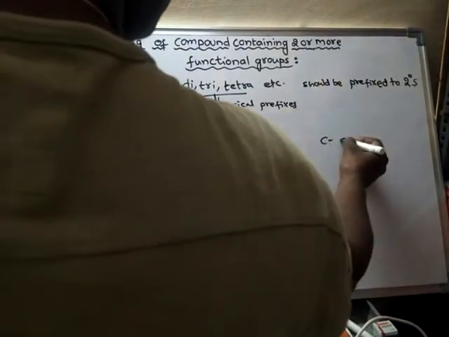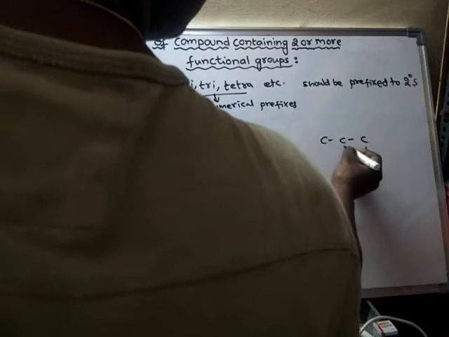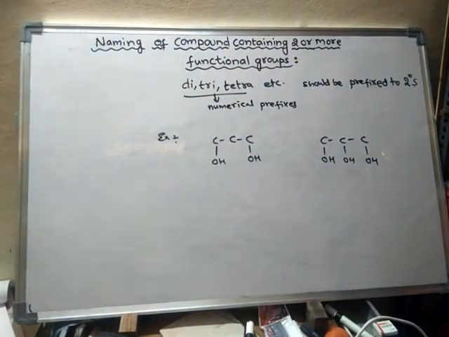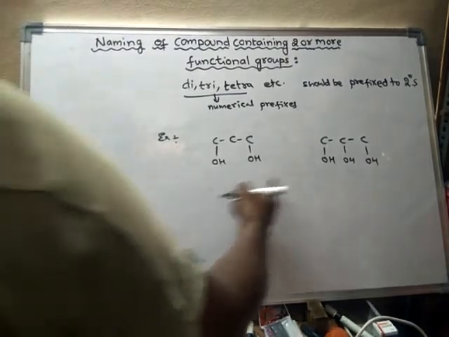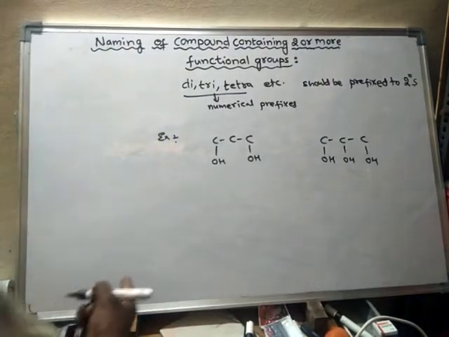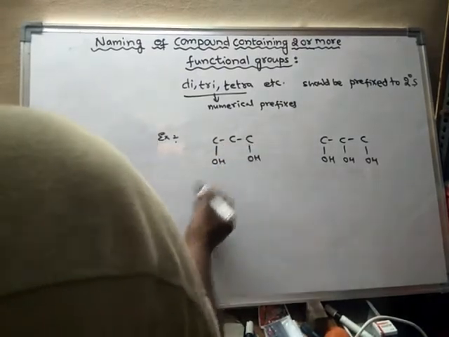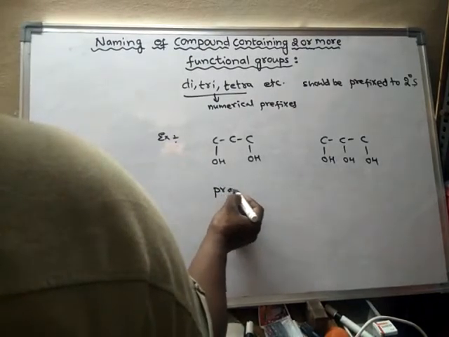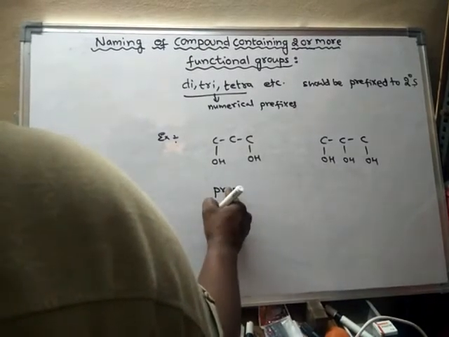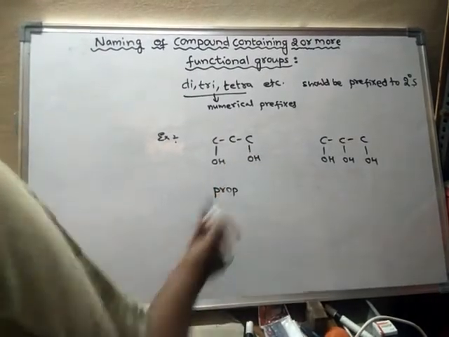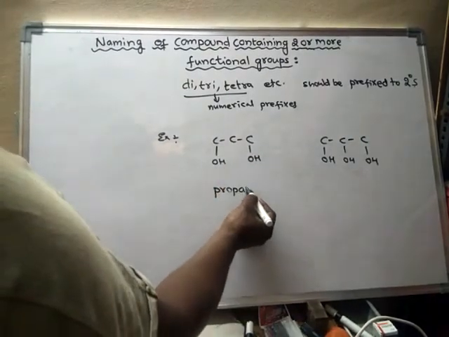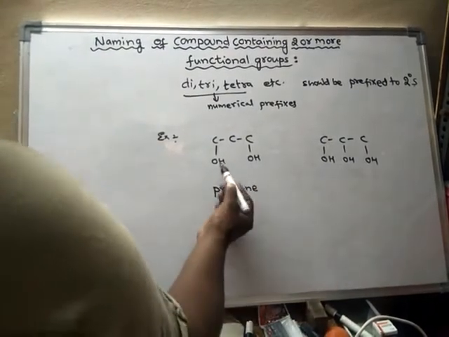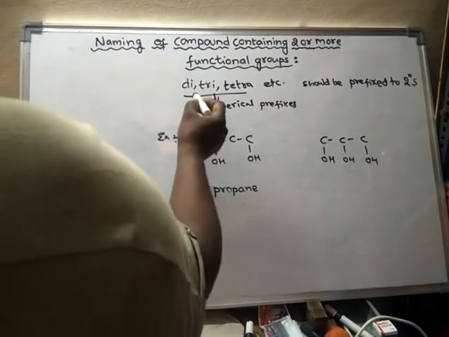Suppose there is a compound like this. What is the name of this compound? How many carbons are there? Three carbons, and three carbons means prop. Between carbons there are only single bonds, hence ane, propane. But functional groups are there. How many same functional groups are there? Two. Hence we have to use di.